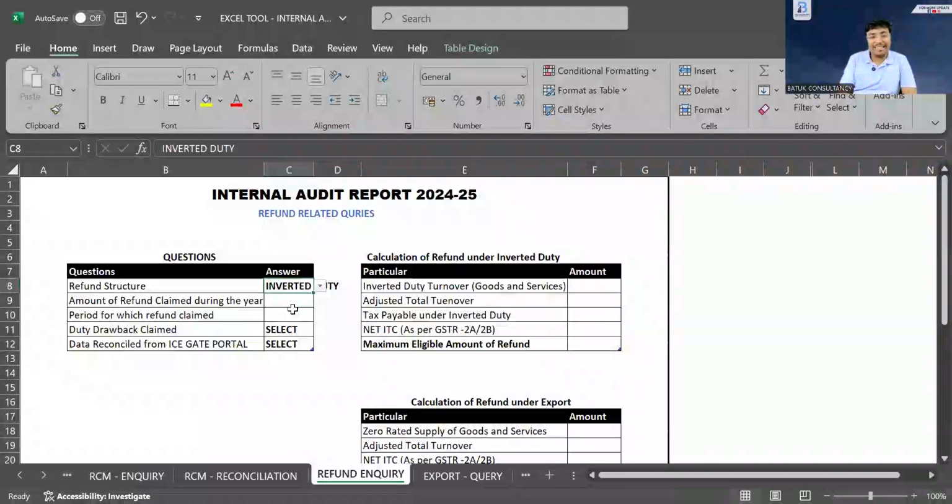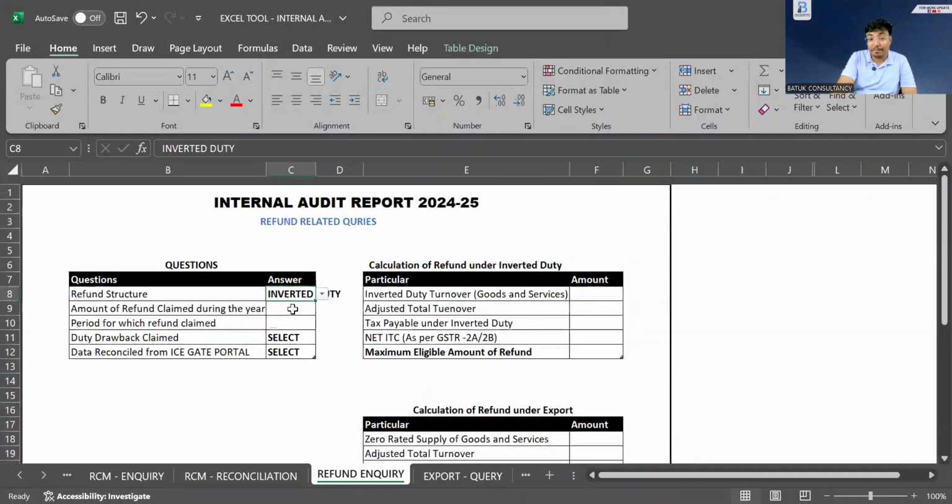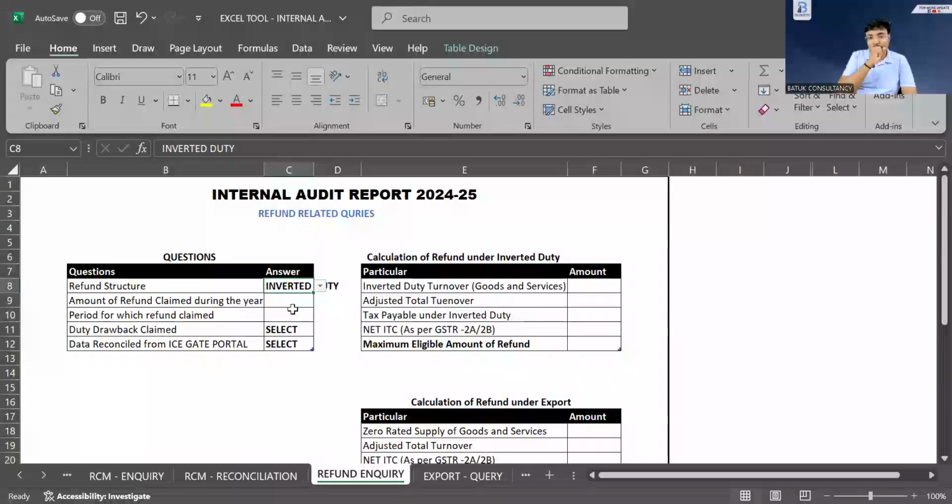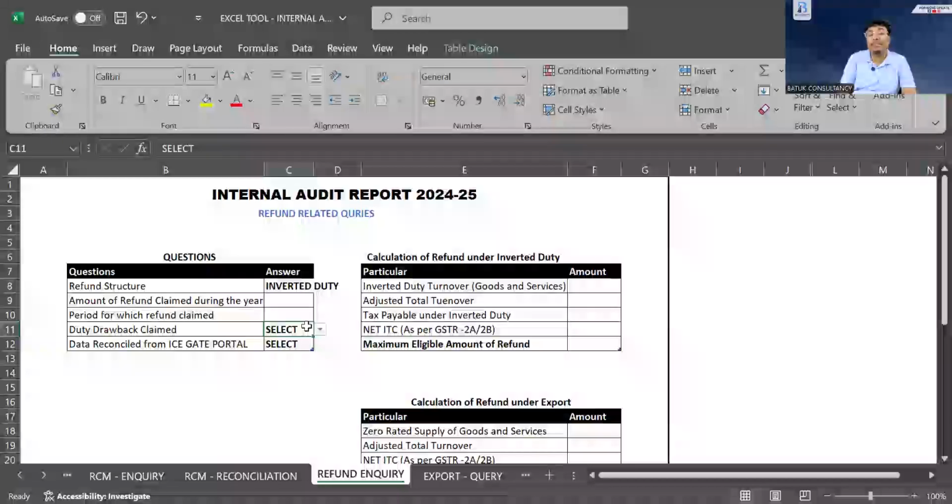You also need to identify the amount of refund, and if the refund has been claimed on account of export, then just ensure that any duty drawback has been received or not. Because if the duty drawback has been received, in that case no refund is allowed. So we just need to ensure that the duty drawback has been claimed or not.